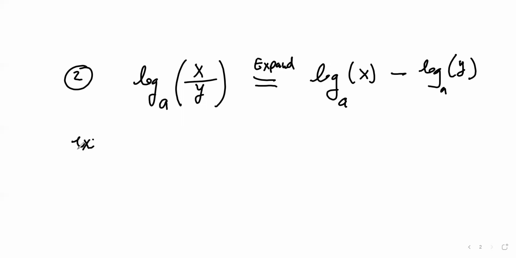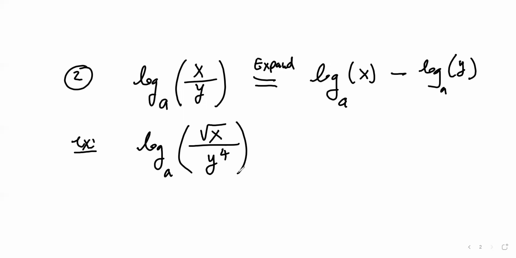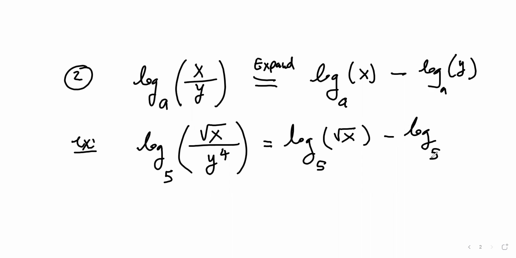Okay, so let me give you an example. Log base a, let's say we have square root of x divided by y to the fourth power. Since this is a fraction, I'm going to use this property. So it's going to be a difference of two logs using the same base. So log a, I can just change this a to any number I want, let's say 5. This is log base 5 of root x minus log base 5 of y to the fourth.